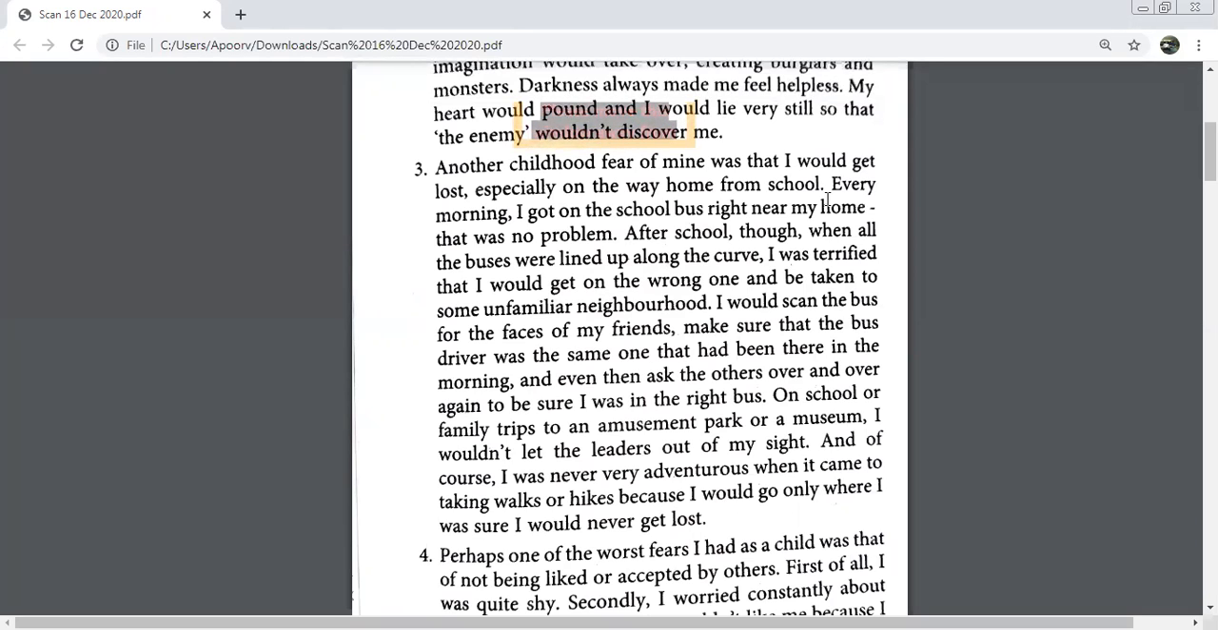Speak, Peter. Heading: fear of getting lost. Subheading: on the way from home to school. Subheading: fear of getting in wrong bus. Asking again and again that I was in the right bus. Third subheading: scanning the bus. Second subheading: never very adventurous when it comes to taking walks and hikes. Third subheading: not letting the leader go. See, this is how we do. We don't say she was not letting or something. Okay, just the main headings.